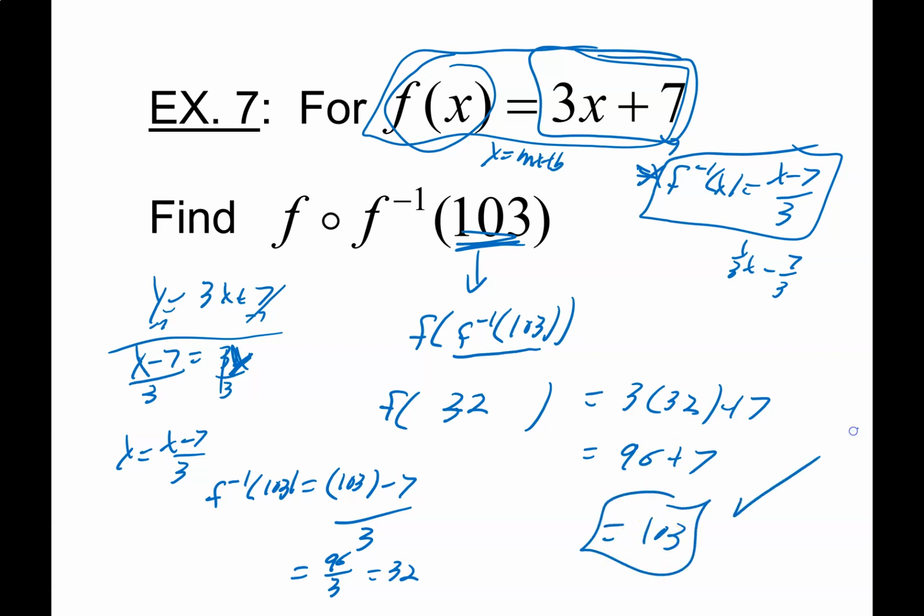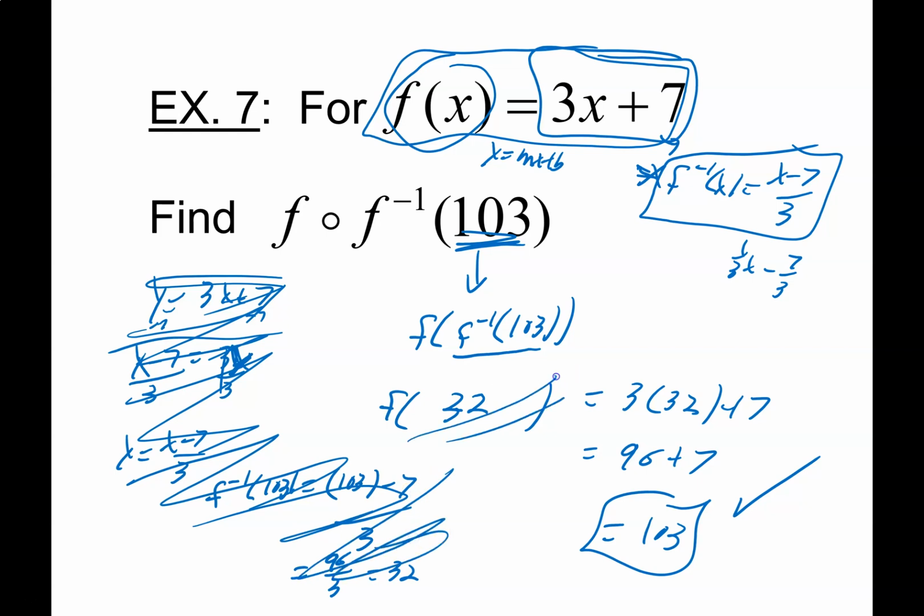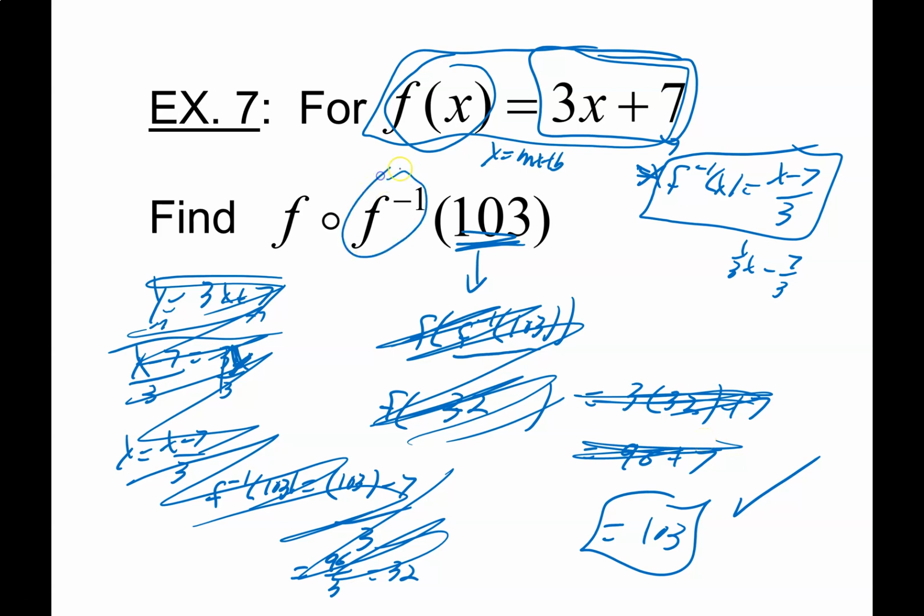103. Yay. Easy enough to do. It's easier than that. Honestly, you didn't have to do any of this whatsoever. I could have saved you a boatload of time because look what happened. What did we do? We found f inverse. We plugged into f inverse. Whatever we got from there, we plugged into f. What did we get as an answer? Well, we got 103. Have you seen 103 before? Hey, wait a minute. That's the same thing I started with.